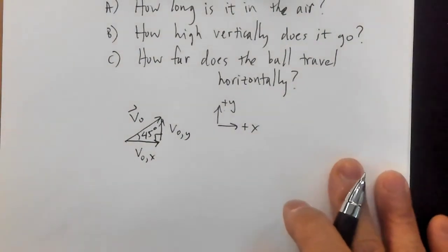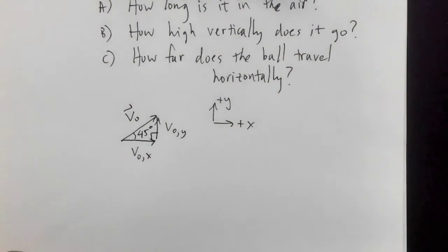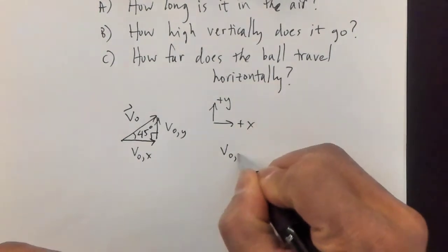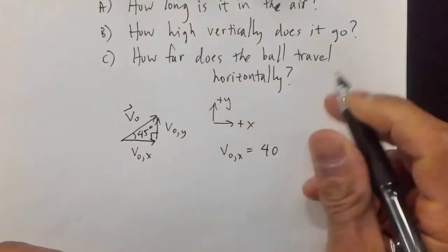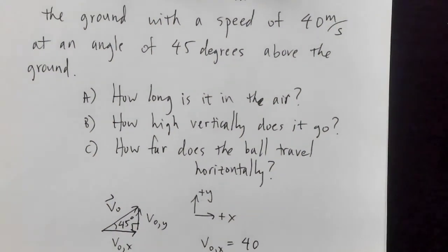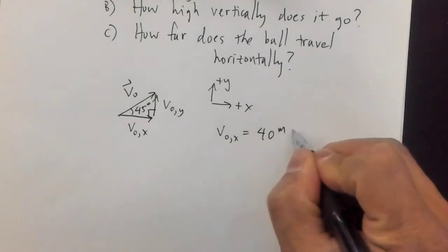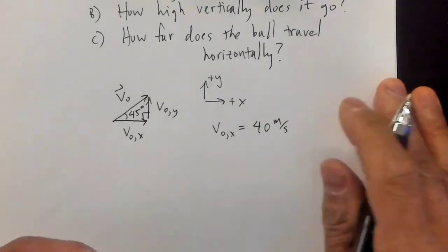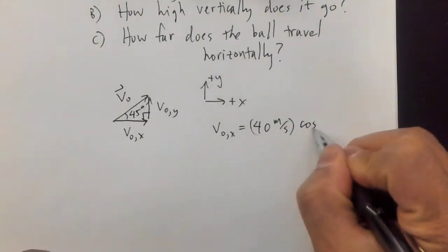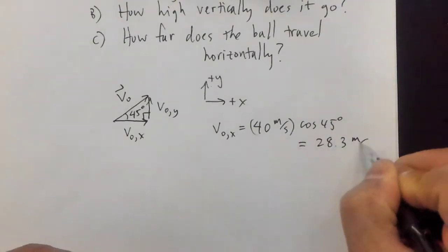All right, so v0x goes with the adjacent side. Well, 45 degrees is sort of mistake-proof. You can get them wrong, it doesn't matter. So v0x is 40 meters per second, the initial speed, times the cosine of 45 degrees, and that comes up to 28.3 meters per second.